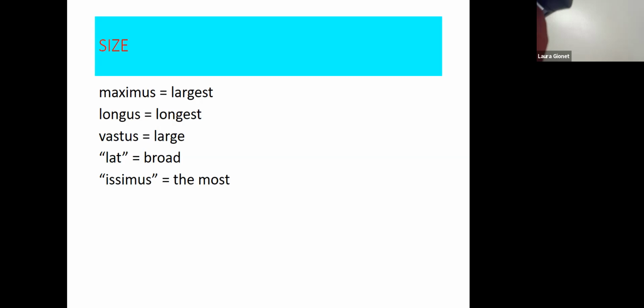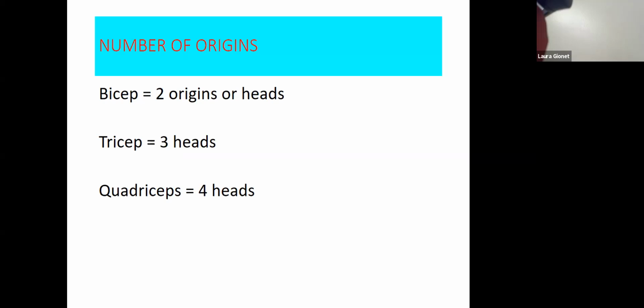And dorsum is to the back. Right? So lat is broad and issimus is the most, so it's a large superficial muscle. The lower back is latissimus dorsi. Right, so based on size, it can also be named for the number of origins: biceps brachii, triceps brachii, quadriceps muscles. All right, 2, 3, 4.